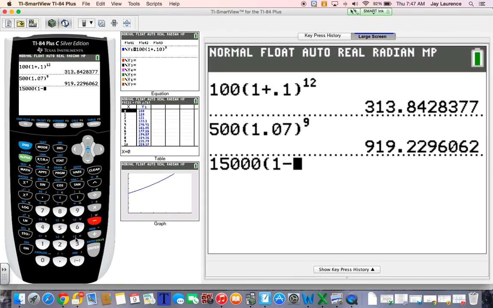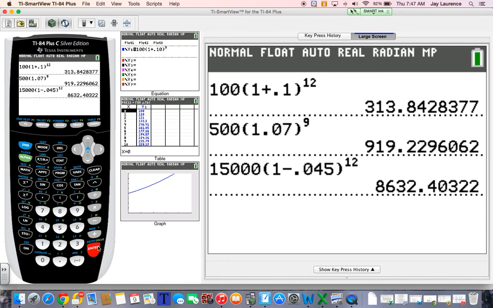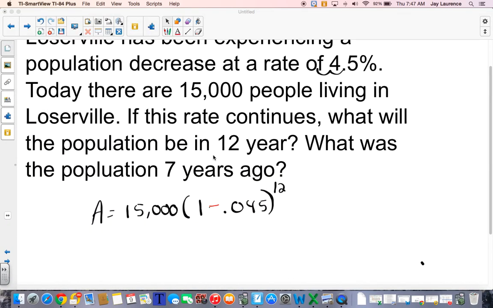1 minus 0.045 and raise that to the 12th power. And in 12 years, we will have approximately 8,632 people. All right, don't round that up. Even if that was a higher number, it wouldn't make sense to round that up because you wouldn't have that many people. All right, now there's another part to this question.